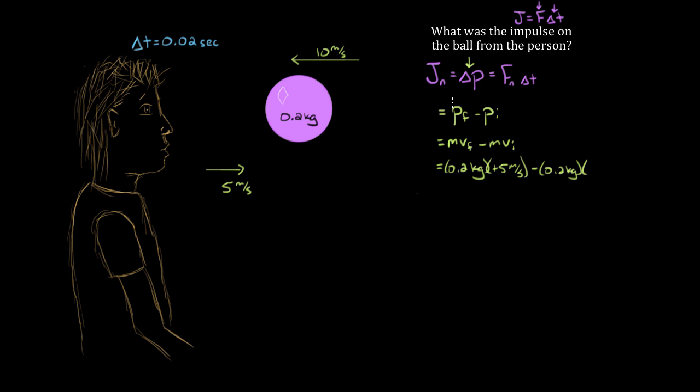And momentum is a vector. It has direction. So you have to be careful with negative signs here. This is the most common mistake. People just plug in positive 10. They get the wrong answer.